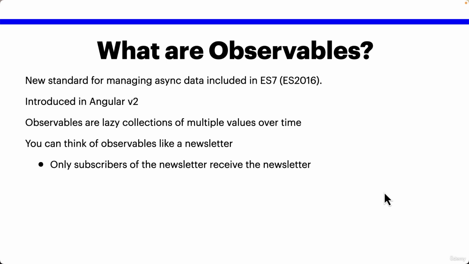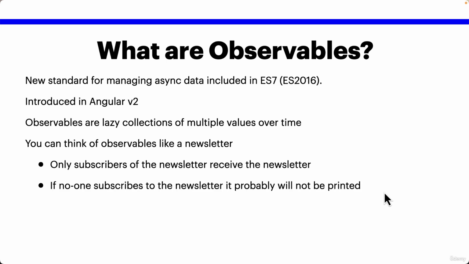Only subscribers of the newsletter receive the newsletter, and if no one subscribes to the newsletter, it probably will not be printed. So observables are lazy, effectively, and if we want to listen to an observable and get those values over time, then we have to subscribe to them. And if we subscribe to something, then obviously that implies that if we want to stop listening to it, then we need to unsubscribe from it.